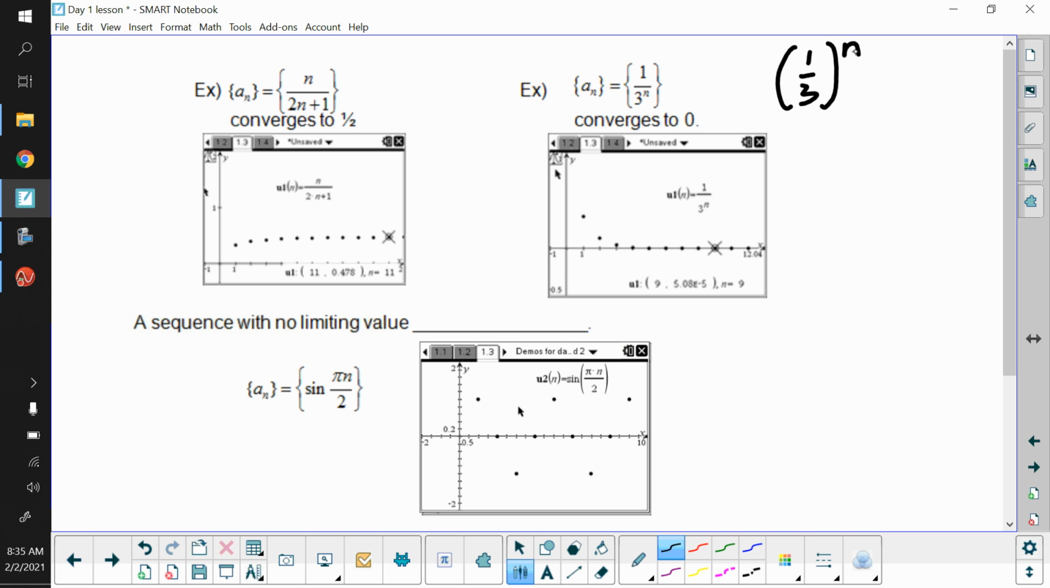If we look at the bottom one, though, notice it's just bouncing back between -1 and 1 with a stop at 0 in between. So there's no limiting value. If it doesn't have a limiting value, we just say it diverges.